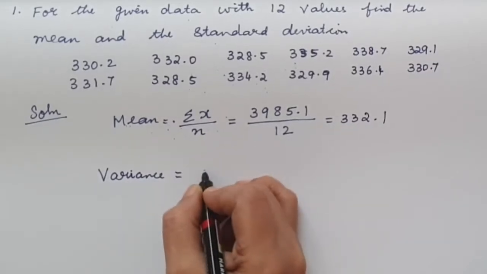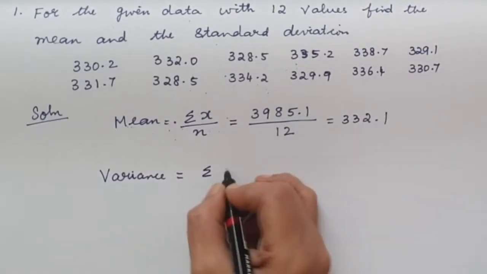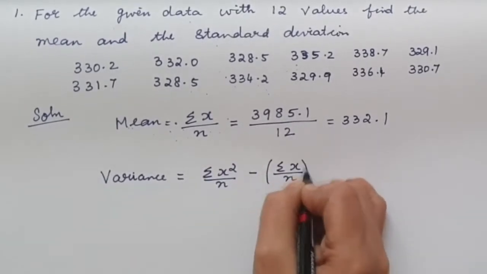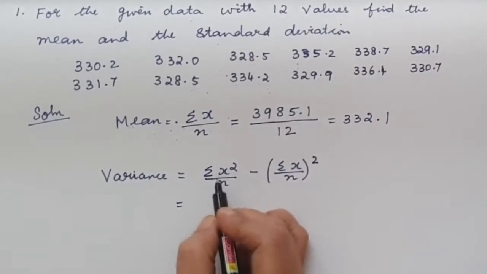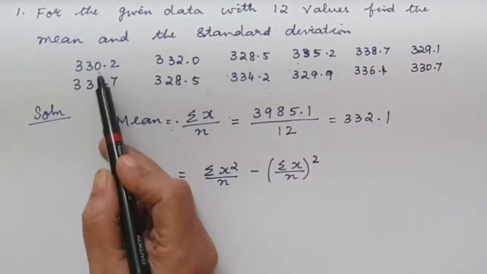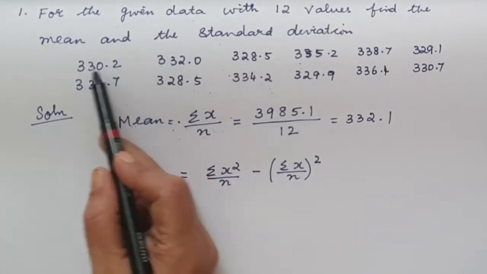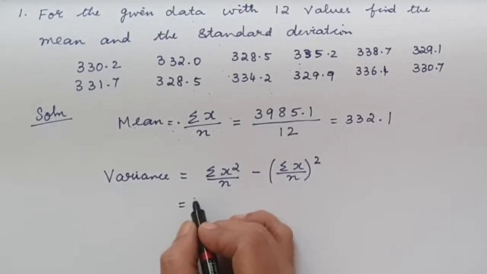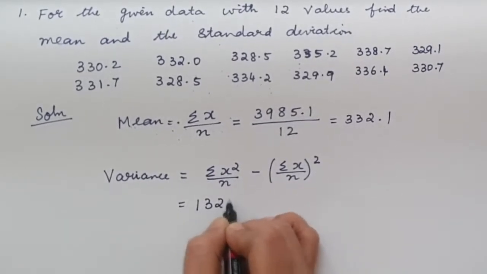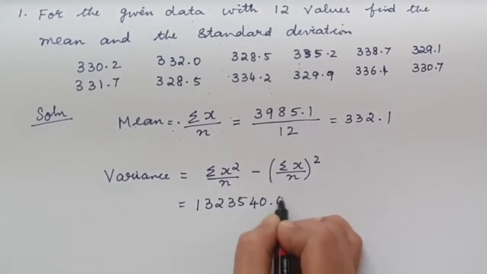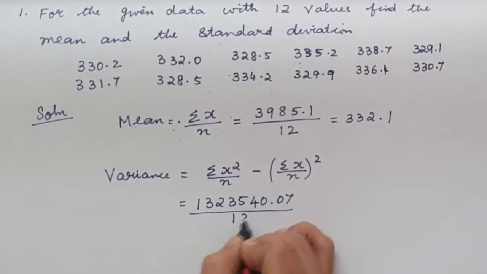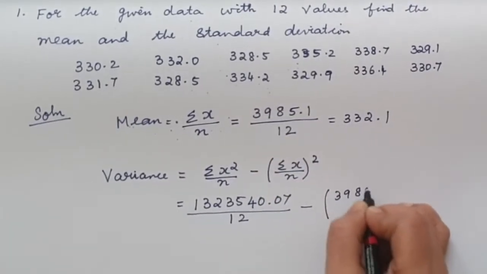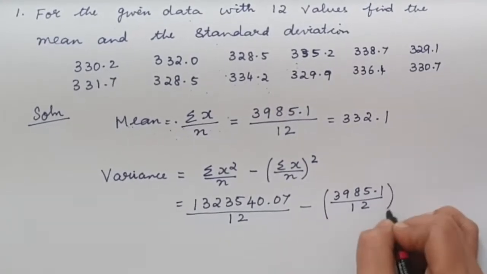And the variance, the formula is sigma x square over n minus (sigma x over n) the whole square. So this is sigma x square, which means we square every term, all the terms, and then we add them. That is called sigma x squared. When you square it, we get 1323540.07 divided by the number of values, 12, minus sigma x, which we have already found, 3985.1 divided by 12, the whole square.